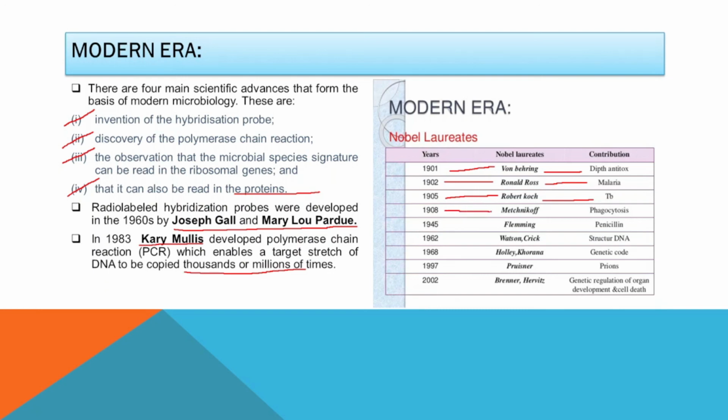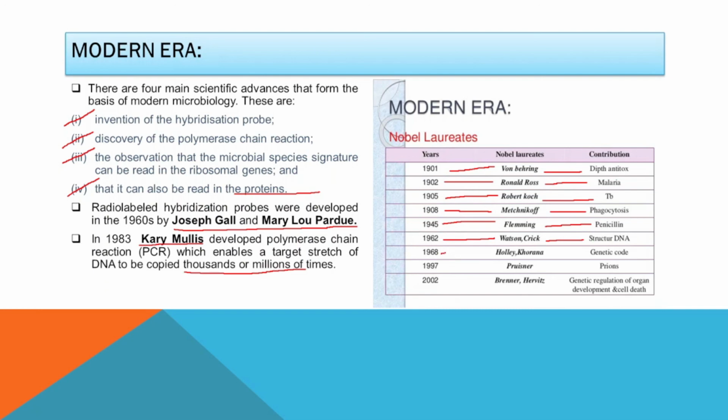In 1908, Metchnikoff found out about phagocytosis, and in 1945, Fleming discovered the first antibiotic, penicillin. For this, they got the Nobel Prize as well. In 1962, Watson and Crick disclosed the structure of DNA and got the Nobel Prize.